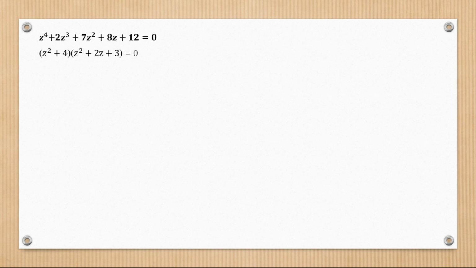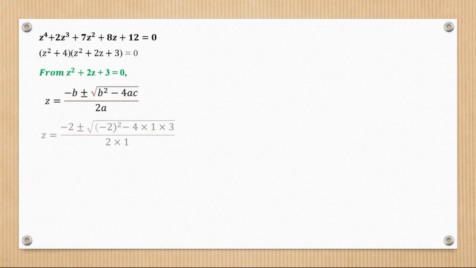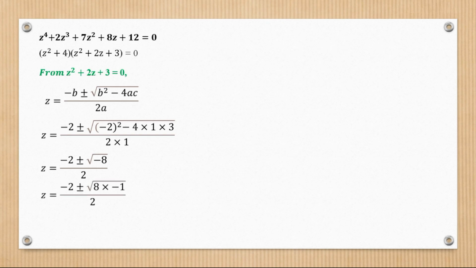So now, using the new quadratic equation that we've found, we can use the quadratic formula to find the other two remaining roots of the equation. When we substitute the values in, we are left with that. So we end up having root of negative 8, of which root of negative 8 is the same as root of 8 times negative 1, of which we know that root of negative 1 is i. So we're left with that.